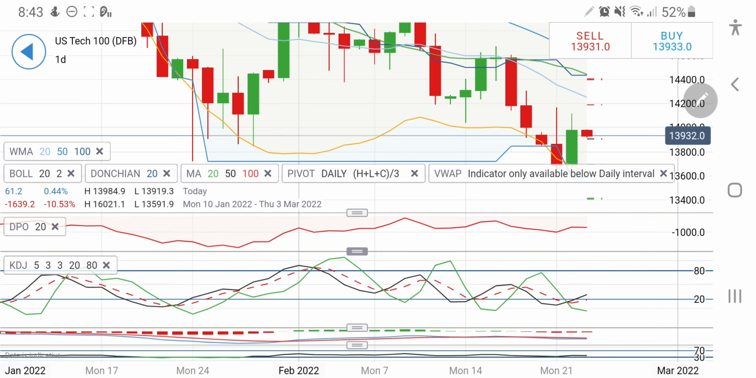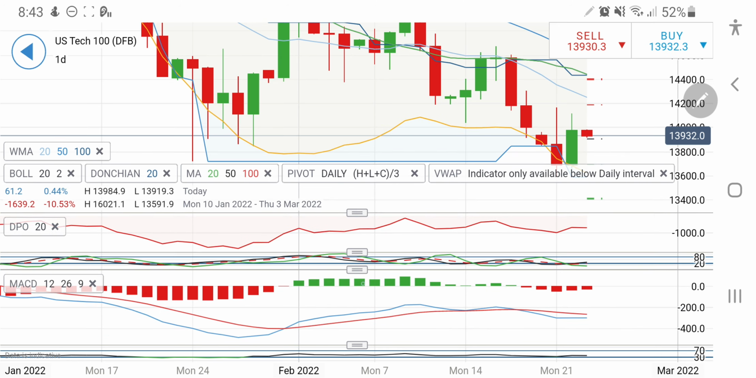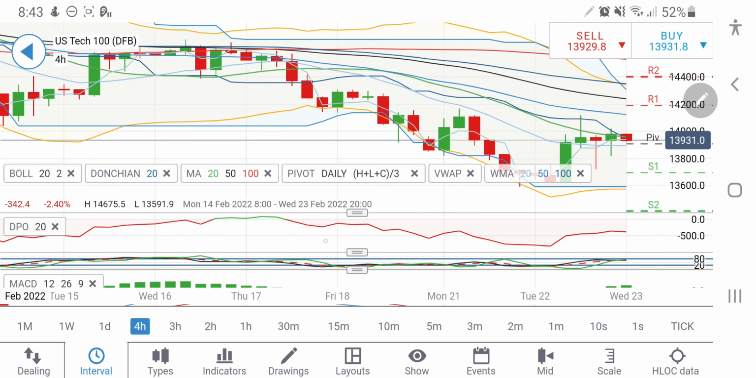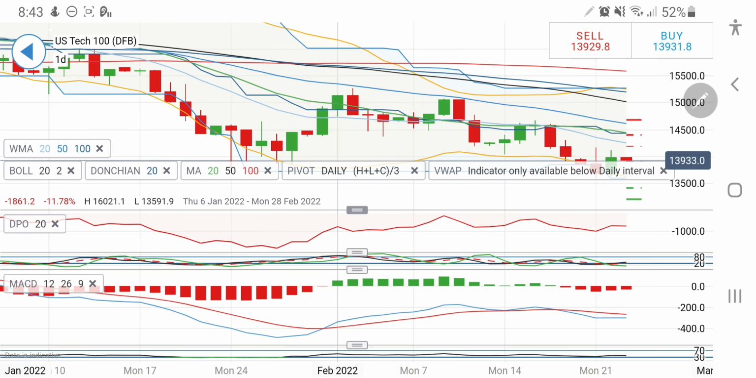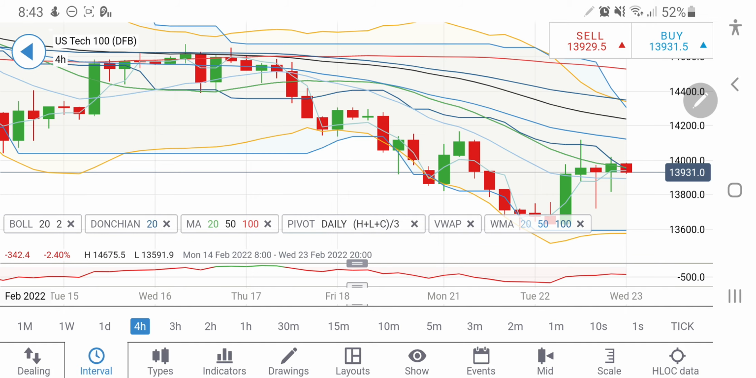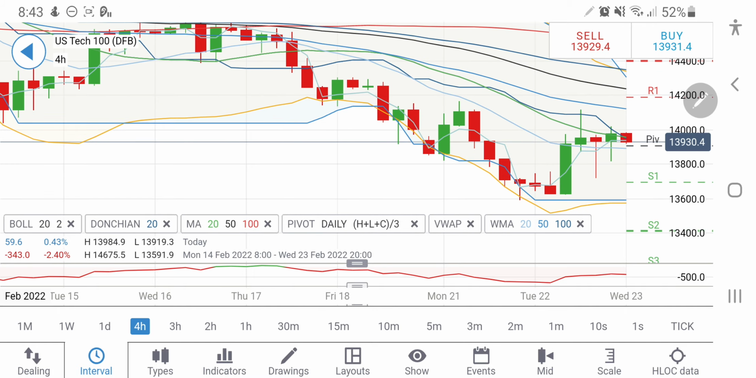RSI, MACD, stochastic: stochastic looking upwards, MACD lines running parallel, and RSI near bottom. That is the observation from the indicators. Also look at this, trading below the 20-50-100 moving average. Yes, it is trading in a bearish zone, and the next resistance on the upside is at 14,400, 14,500 zone only. Downside is open, trading at the bottom of the Bollinger Bands.